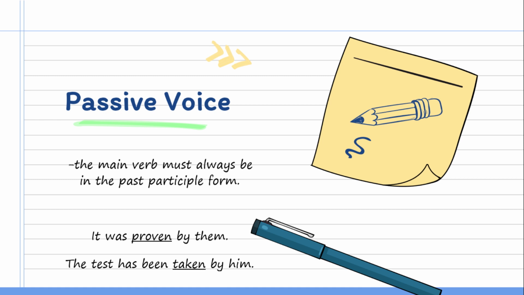In passive voice, the main verb must always be in the past participle form. We say it's passive voice when the object appears first in the sentence. Examples: the test has been taken by him. It was proven by them.